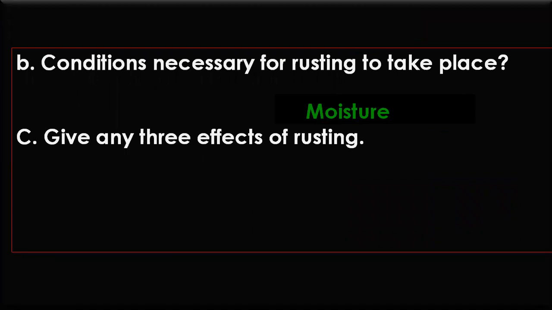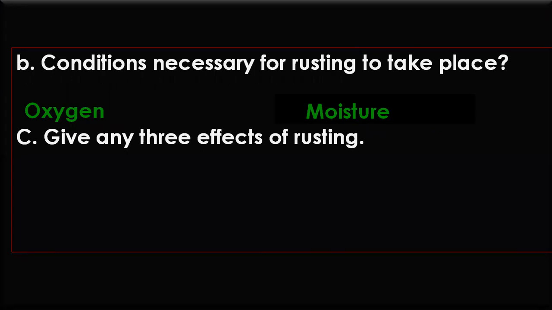Part B is talking about the conditions that are necessary for rusting to take place. For rusting to occur, there should be moisture, but also there should be oxygen. Once there is moisture or water, then be sure that the iron is going to rust.